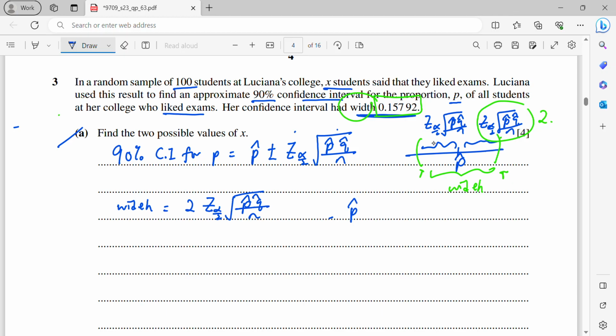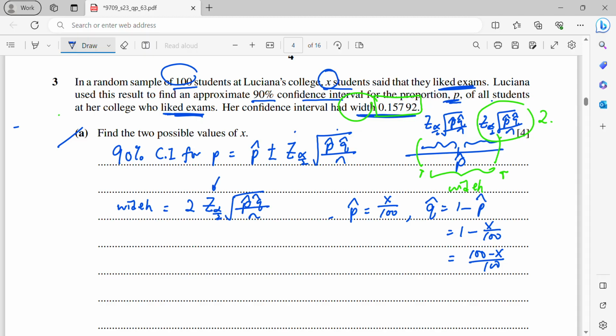Okay, now what is my P hat? My P hat is the proportion for the students who like exams. So it's mentioned that X students out of 100 students like exam. So I will write X over 100. Therefore, the Q hat is going to be 1 minus P hat. Then I will get 1 minus X over 100. And if I make it to same denominator, it will be 100 minus X over 100. Okay, now the N will be 100.